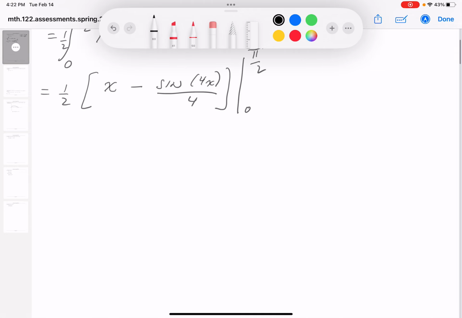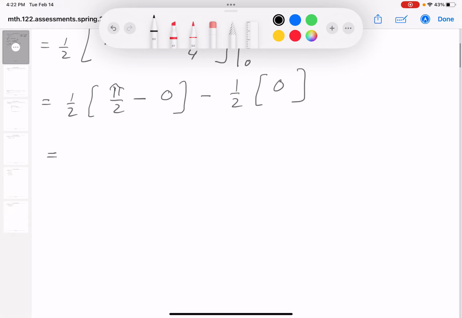We're going to evaluate this now. You're going to get 1/2 times pi over 2, that's what x is, minus the sine. Well, 4 times pi over 2 is 2 pi, and sine of 2 pi is 0. So that's pretty simple. Minus 1/2, the lower limit evaluates to 0. All right, that's pretty simple. What do you get over here? Pi over 4.